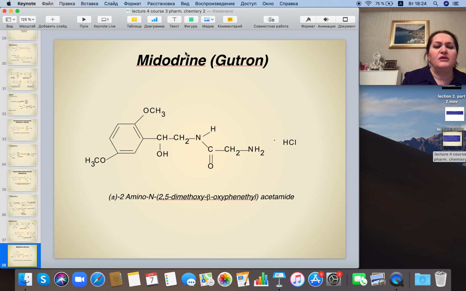Now we'll look at the structure of midodrine. Midodrine, or other name gutron, is used as an epinephrine, norepinephrine-like adrenomimetic, sympathomimetic. We take this preparation in this section, and it constricts or narrows the blood vessels and expands the bronchi.